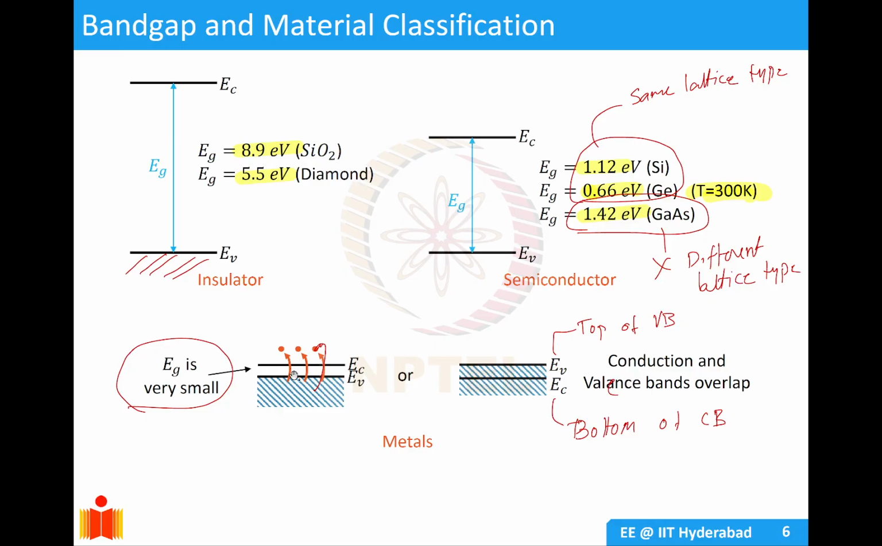For metals, the Eg is very small, and in some conditions there is no Eg and there is overlap between the conduction and valence bands. So you have a high concentration of electrons in the conduction band, and that is why they are highly conductive. And semiconductors have a moderate band gap, such as 1.12 eV for silicon, 0.66 eV for germanium, and 1.42 eV for gallium arsenide.